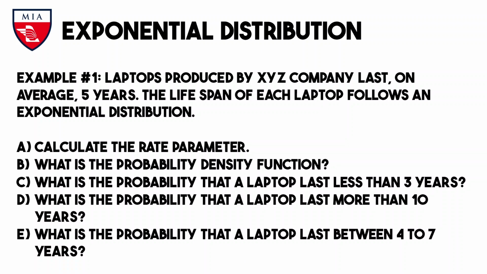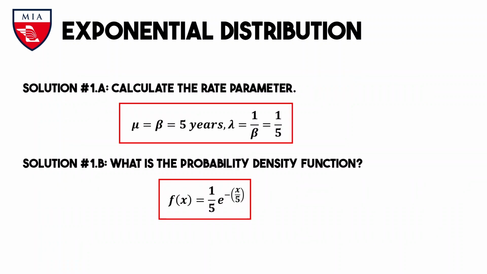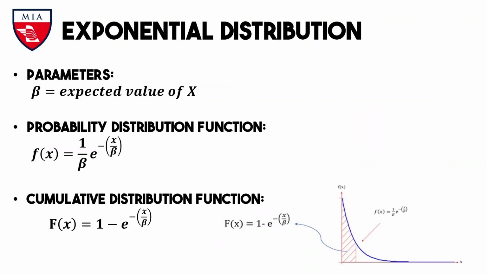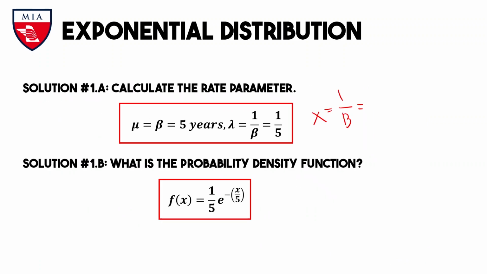The lifespan of each laptop follows an exponential distribution. So we need to calculate A to E. First, we need to calculate the rate parameter. So lambda is equal to 1 over beta, where beta is the expected value of x. In this case, you have 5. Therefore, we have 1 over 5.